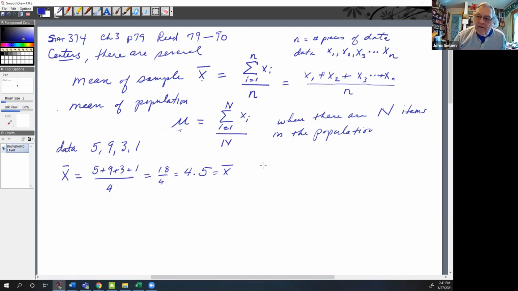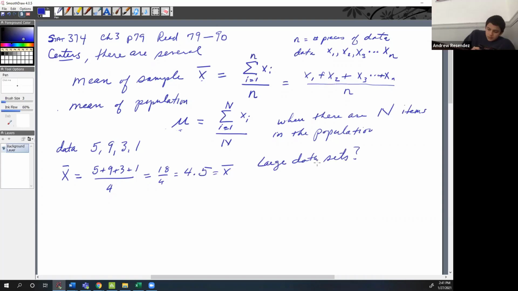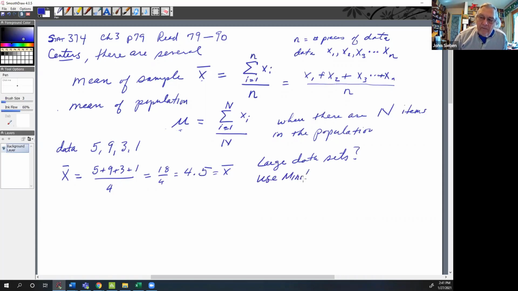What do we do if we've got large data sets? Well, we hope we have large data sets, because that's where the information lives. It doesn't live in small data sets. What we do if we had large data sets would be to use Minitab. We'd enter the data into Minitab, or we would hope that we had an electronic copy of the data so we don't have to enter it by hand. And then we would ask Minitab to tell us what the mean is.